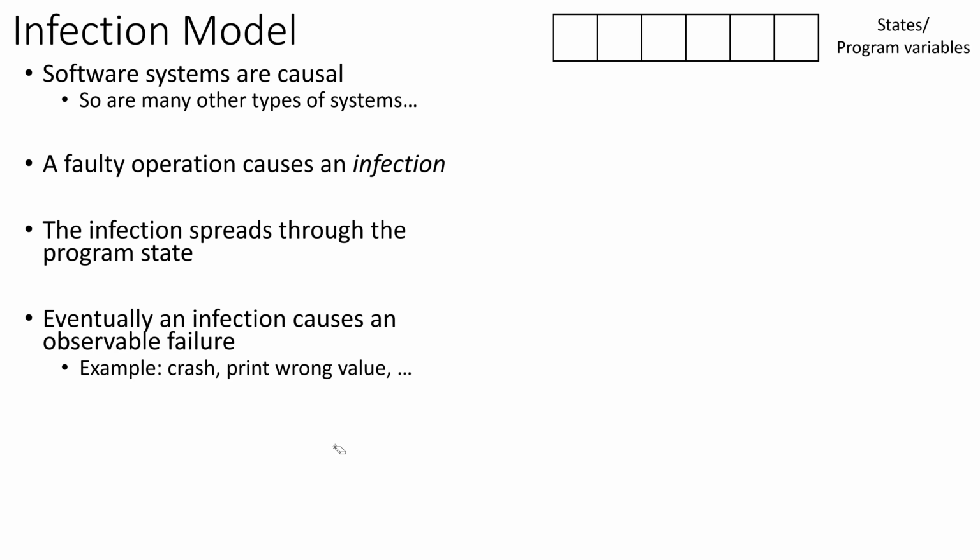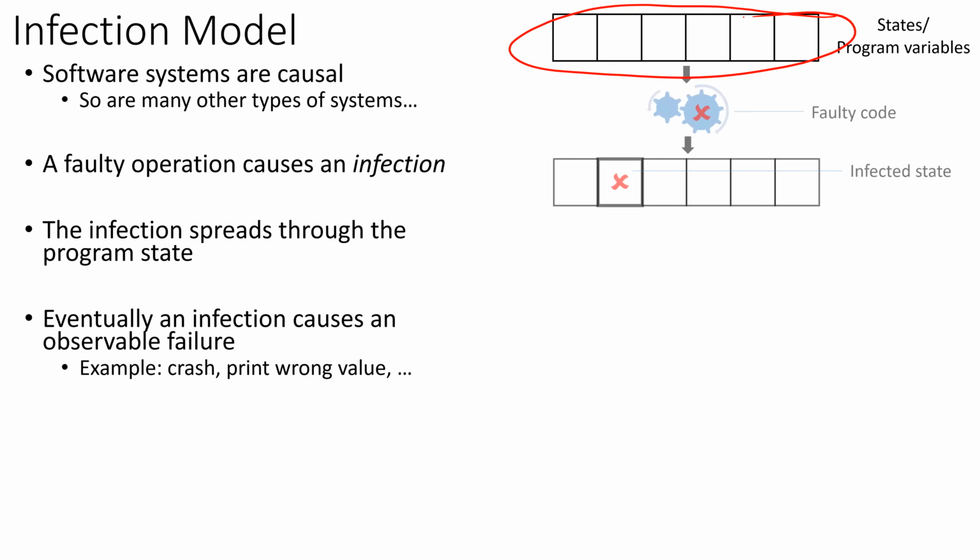One of these models is called the infection model. This comes from the fact that software systems are causal. In other words, later operations depend on earlier values. They don't depend on later values. There's no time travel. So when you have a program with lots of state, representing a bunch of variables that all have data in them, and you have a faulty operation, some code in some subroutine updates one of your variables, it updates some of your program state, and it updated it to the wrong value.